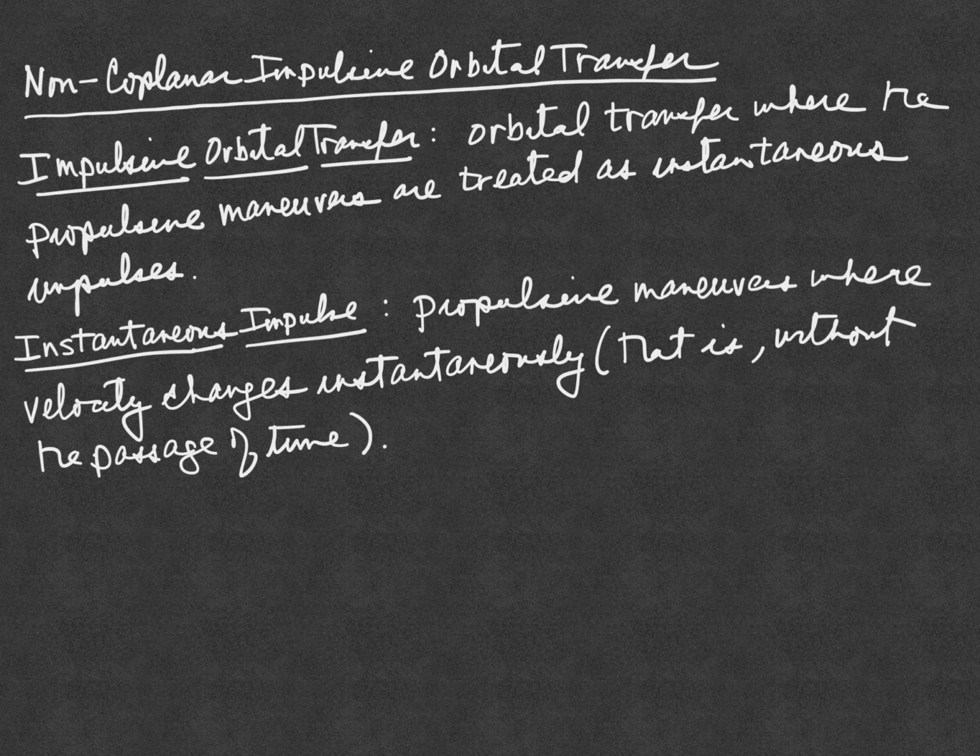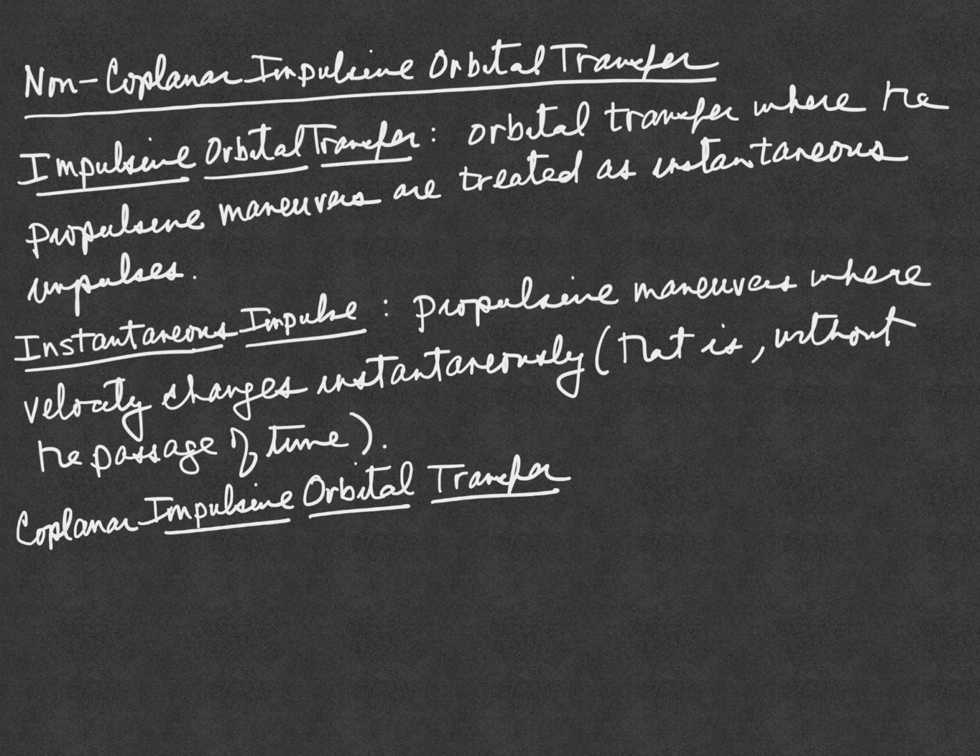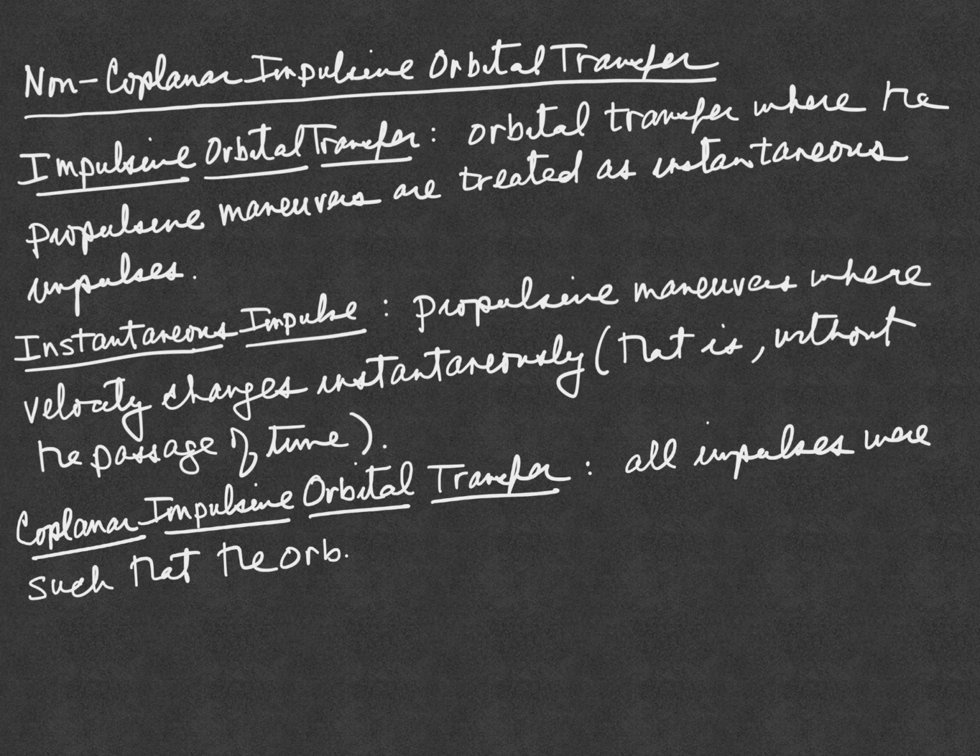Now, the first part of the study of orbital transfer was on coplanar impulsive orbital transfer. And in a coplanar impulsive orbital transfer, all impulses were such that the orbit plane did not change during the maneuver.